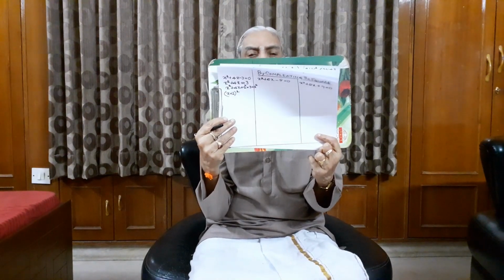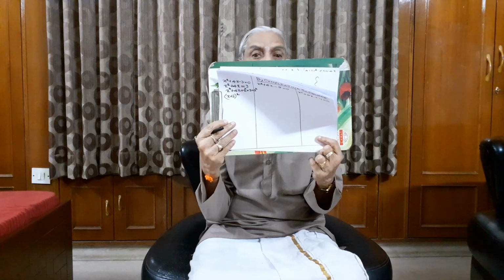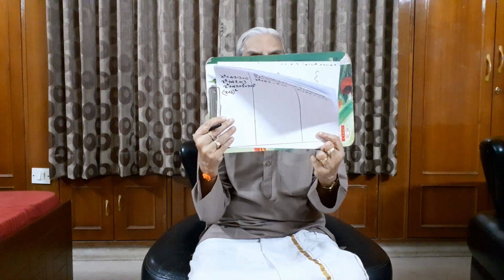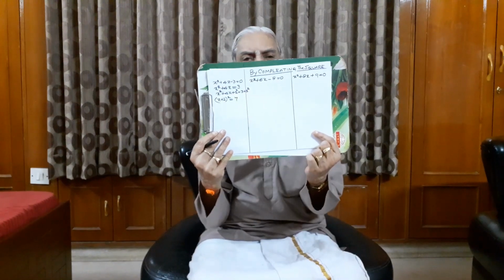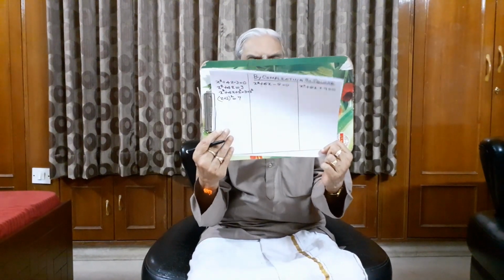So by adding which one? Half the coefficient of x, squared. And then x plus 2 the whole square is equal to 3 plus 2 squared. What is 3 plus 2 squared? 2 squared is 4. 3 plus 4 is 7. So it becomes x plus 2 the whole square is equal to 7.